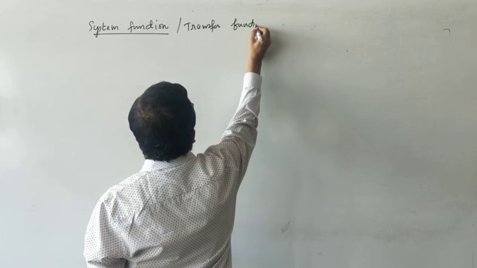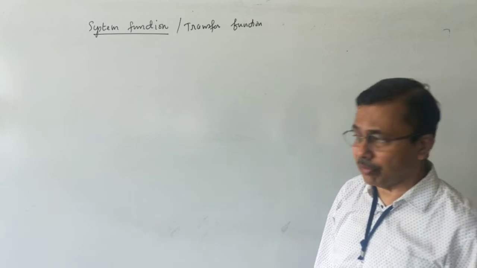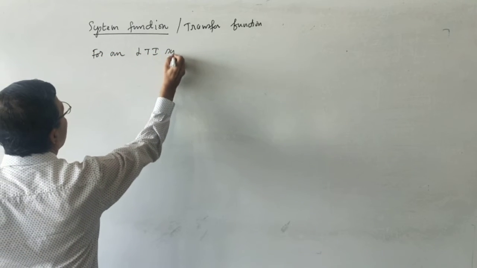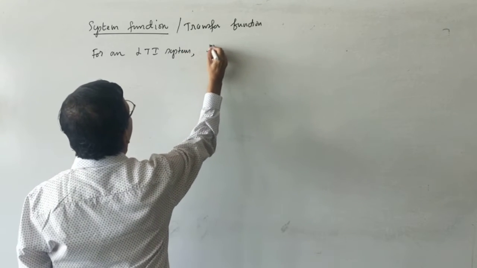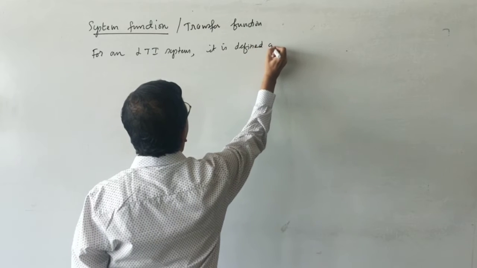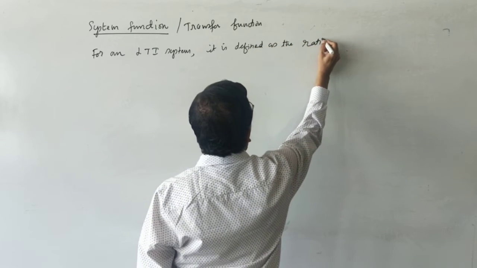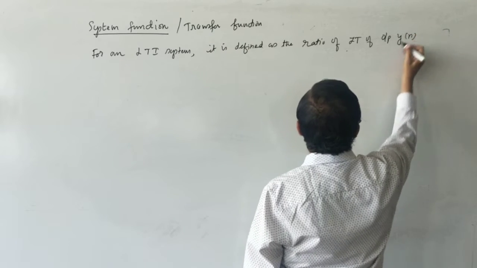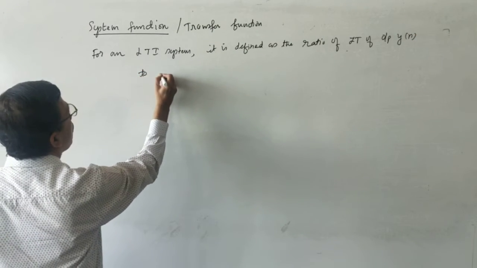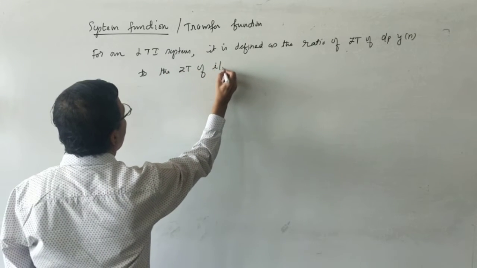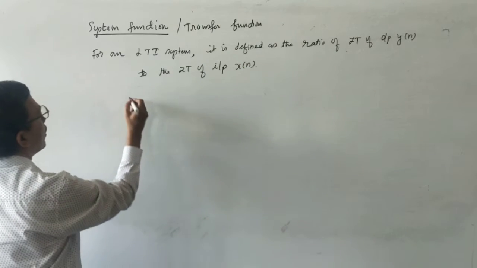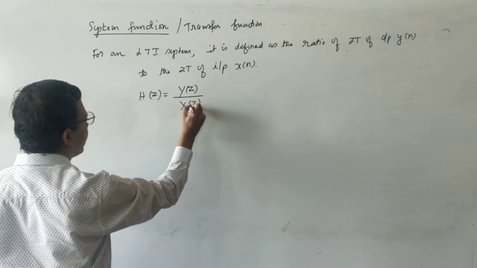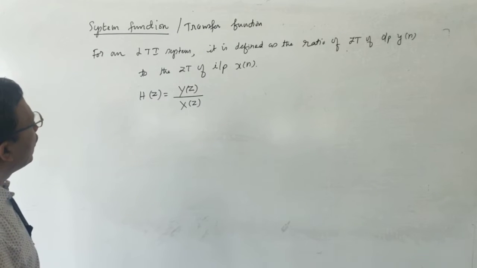The concept of system function is applicable only for LTI systems, that is, linear time invariant systems. It is defined as the ratio of the Z transform of output y of n to the Z transform of input x of n. That is, H of z is equal to Y of z divided by X of z.